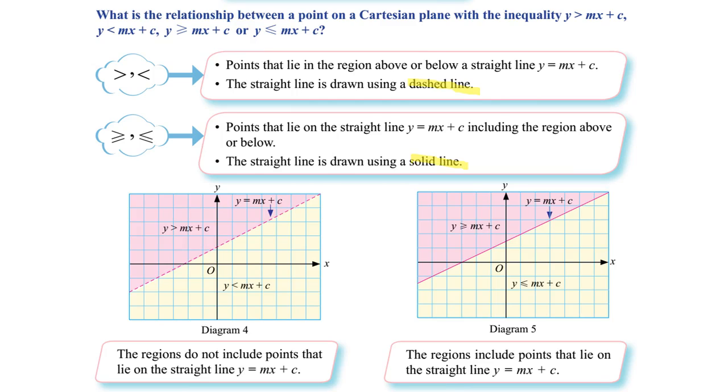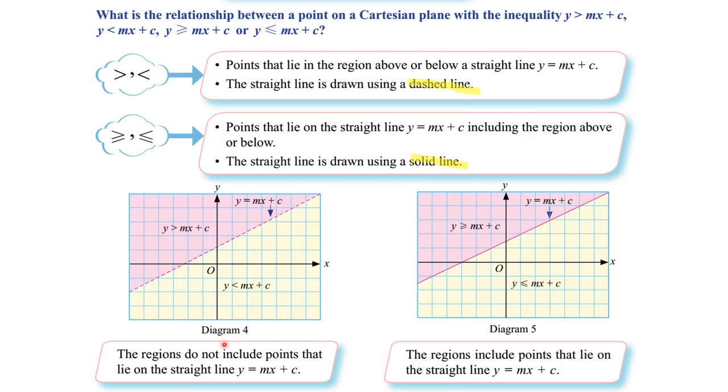Now we are going to learn about the relationship between a point on the Cartesian plane and the inequalities. Look at diagram 4. If the inequality sign is greater than or less than, the straight line is drawn using a dashed line. Look at diagram 5. If the inequality sign is greater than or equal to or less than or equal to, the straight line is drawn using a solid line.